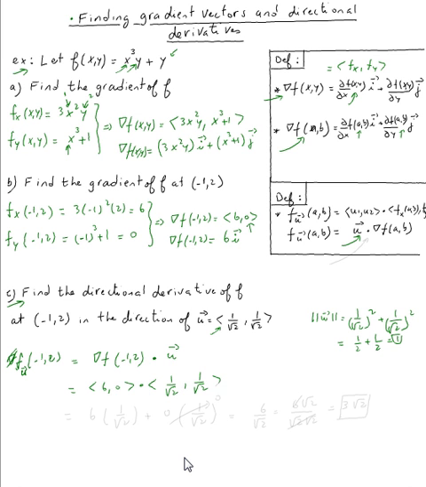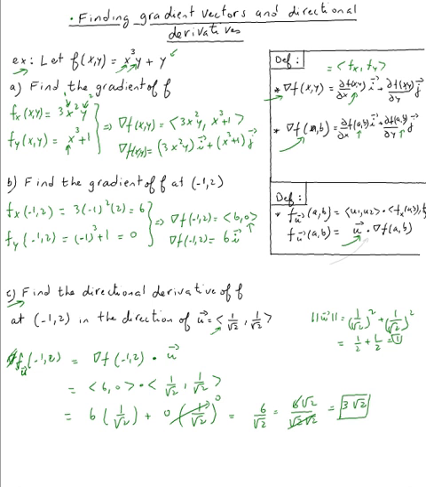dot the vector 1 over square root of 2, 1 over square root of 2. It's going to be equal to 6 times 1 over square root of 2 plus 0 times 1 over square root of 2. And this goes to 0, so the answer will be 6 over square root of 2. If you don't like the square root of 2 in the denominator, multiply by square root of 2 over square root of 2. 6 divided by 2 is 3, so that would be 3 square root of 2.